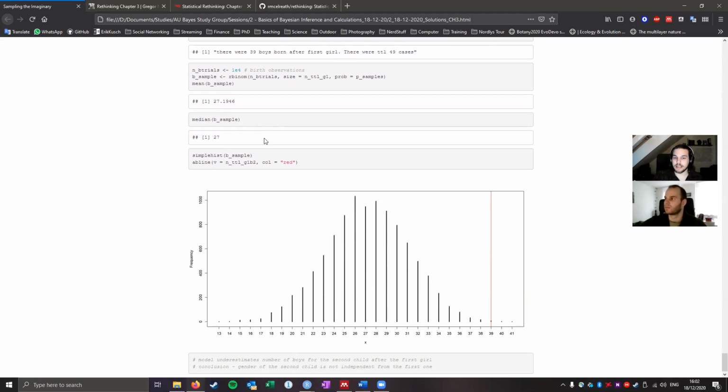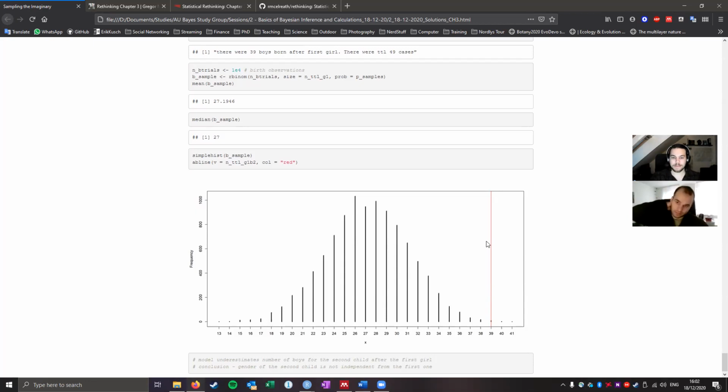Now, when we look at that with a histogram and with our actual value, we can see that we woefully underpredict how many males are born following females. So this means that the model underestimates the number of boys as a second child following a female firstborn. The conclusion would be that the sex of the second child is not independent from the first one. And that assumption in our model would potentially make our model very flawed for real-world applications.